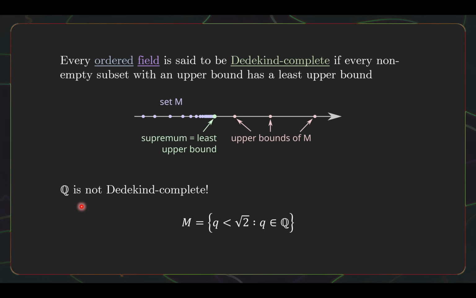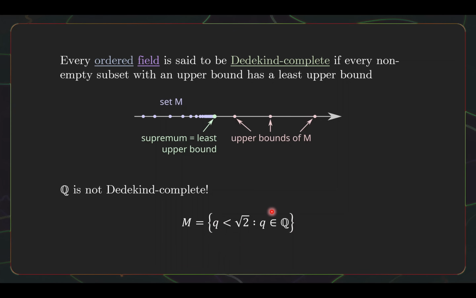You can do your plus, minus, times, divide. You can compare between them. But what makes it not the real number is that it is not Dedekind complete. So here's why it's not Dedekind complete. We can look at one example, which is M equals the set of rational numbers less than square root 2.